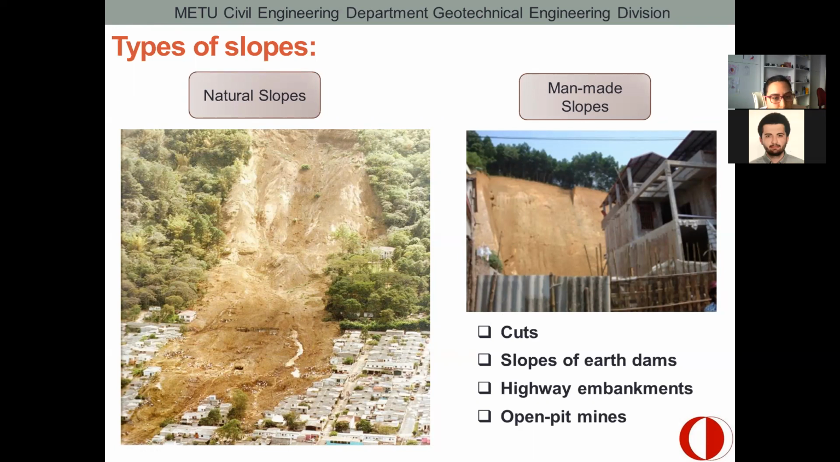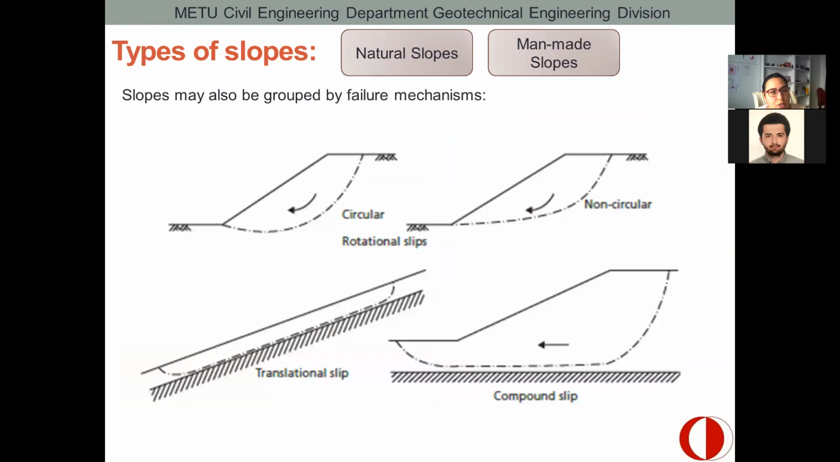And for natural slopes, again, it's not designed by the engineer, so the engineer can only calculate the factor of safety and then take some preventive measures against failure. But for man-made slopes, the geometry is designed by the engineer. Therefore, the failure of a man-made slope is the responsibility of the engineer. All right? Now let me continue.